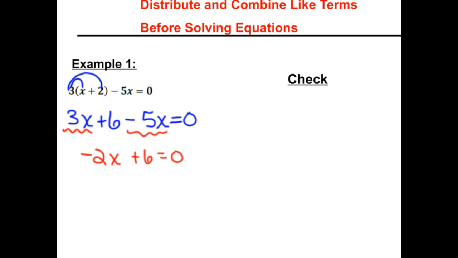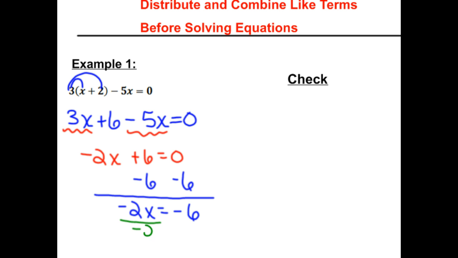And now it looks pretty familiar. We're going to solve for x, meaning we get x by itself on one side of the equation. So we need to move the 6, so we're going to subtract 6 from both sides. Leaves us with negative 2x equals negative 6. We want to undo the multiplication with division. So we're going to divide both sides by negative 2. And that gives us x equals negative 6 divided by negative 2 will give us a positive 3.